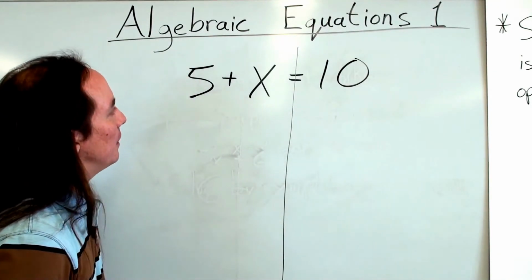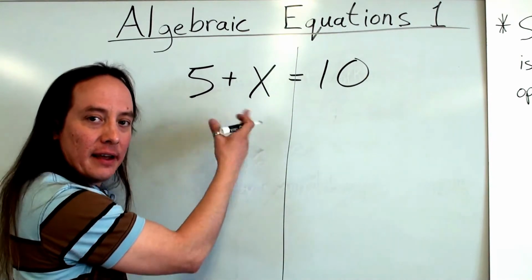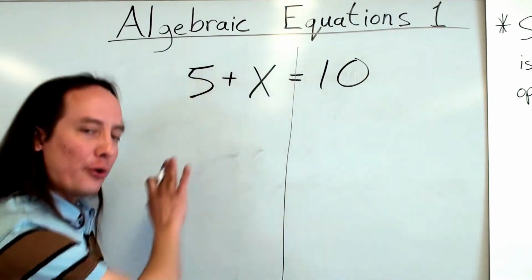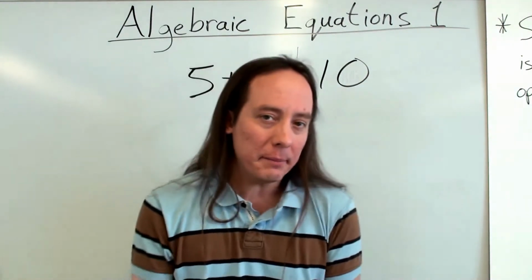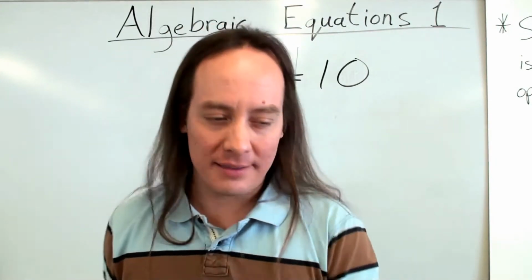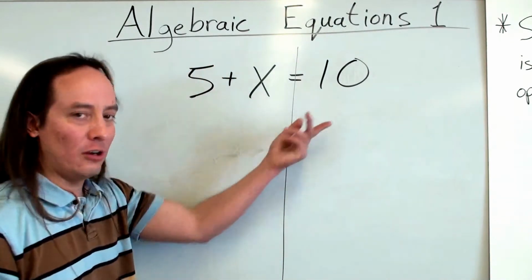All right, so I'm going to leave x here on the left side of the equal sign. And I want to move, or group, the 5 over to the 10. Now remember, when we're grouping, it's always going to be an addition or subtraction. That's it. So you just have to figure out what I have to do to the 5 to group it over there with the 10.